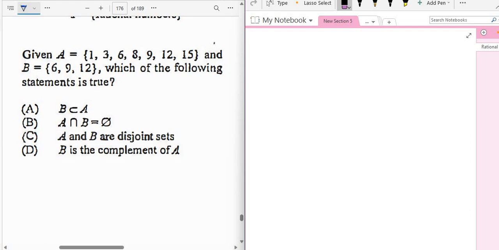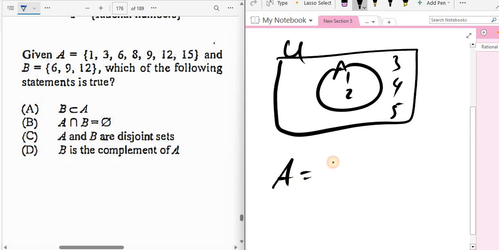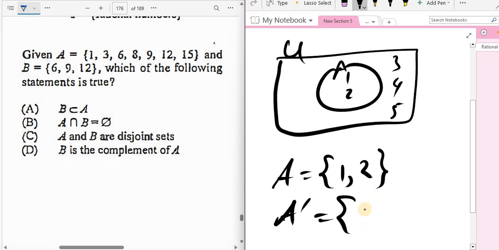We can apply it to the same thing here. Like if we have a universal set, and let's talk about A again. And you have 1, 2, 3, 4, 5 as the universal set. What are the members of set A? 1 and 2. What about A complement? What would that be? 3, 4, 5.